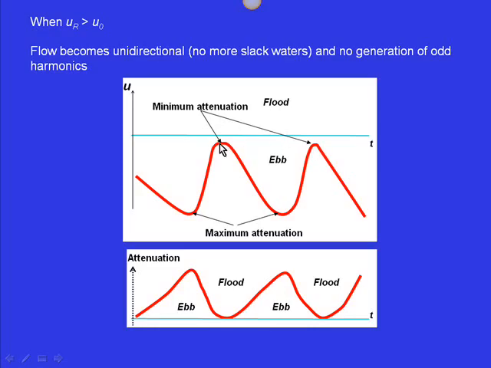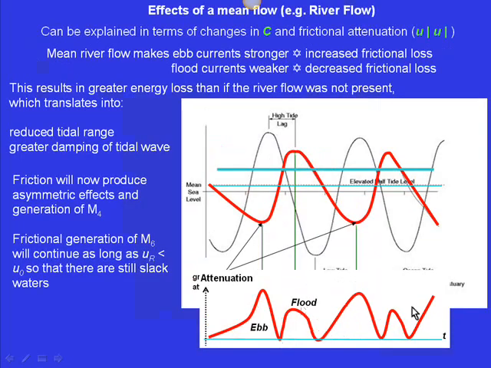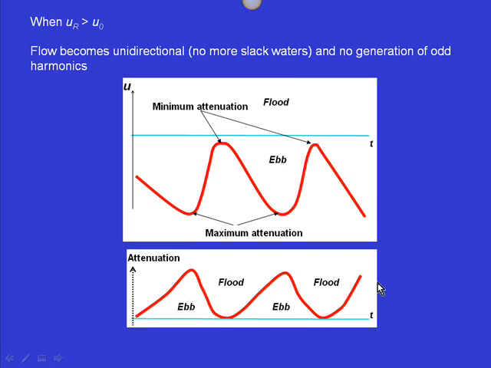What's going to happen is that the minimum attenuation will happen at these times, at the times of maximum flood. Instead of having maximum attenuation as we did when there's no river or when the river discharge is weak, now we're not going to have any attenuation during flood. I mean, it's going to be the smallest, the minimum attenuation. So if you plot attenuation now, it has an M4 shape. If you go back, this is an M6 shape, and this is an M4 shape.